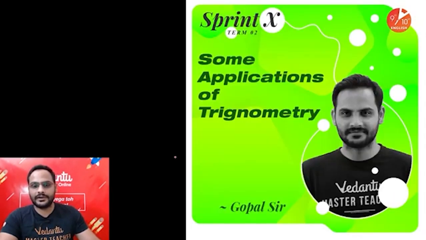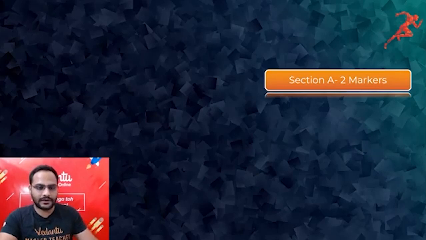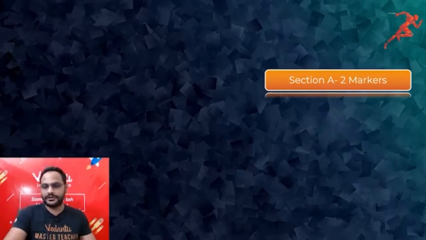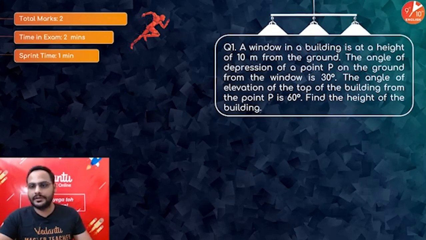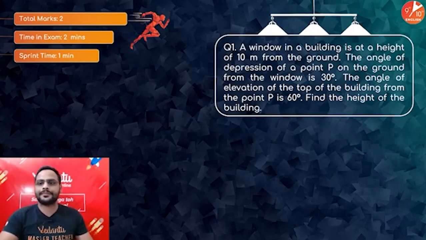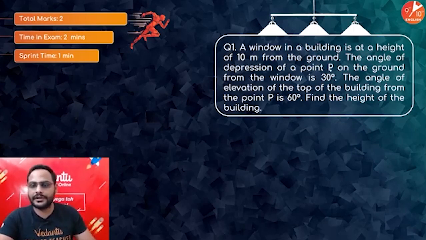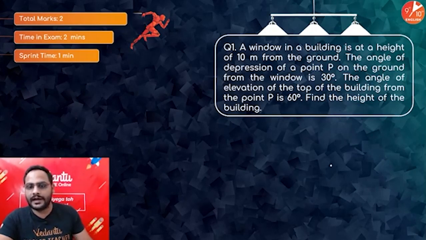So let's move ahead, guys. Start with our 2 marks question. First question, see what it says. A window in a building is at a height of 10 meter from the ground. The angle of depression of a point P on the ground from the window is 30 degree. The angle of elevation of the top of the building from the point P is 60 degree. Find the height of the building.